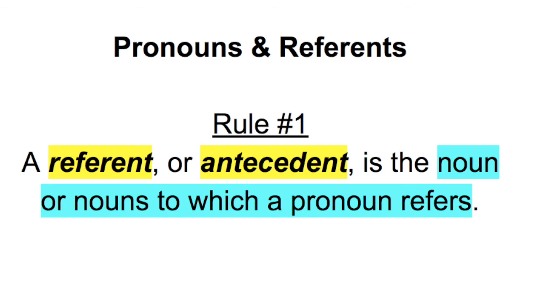Rule number 1, a referent or antecedent is the noun or nouns to which a pronoun refers. And if you remember our definition yesterday, a pronoun is a word that takes the place of one or more nouns and the words that describe the noun. So instead of saying Miss Thompson, you would say she. Or instead of saying the students, you would say they. So Miss Thompson and the students would be the referents or the antecedents.